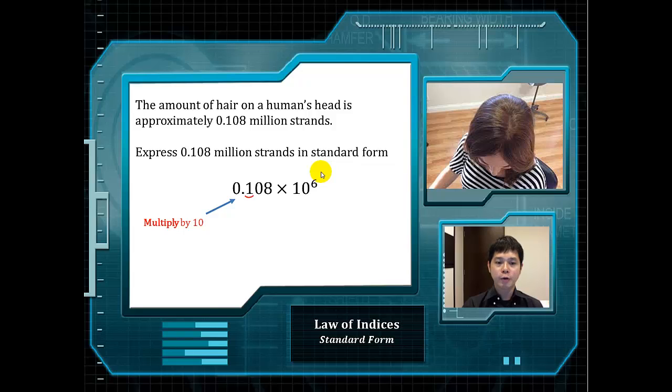An easy way of remembering is this. We need to shift the decimal place over to here so that a is greater than 1 and less than 10. In order to do so, we need to multiply by 10.